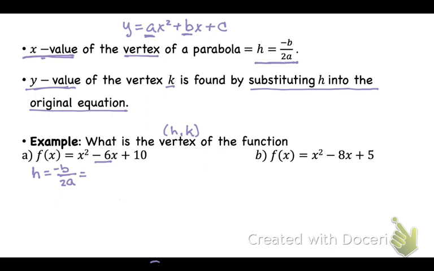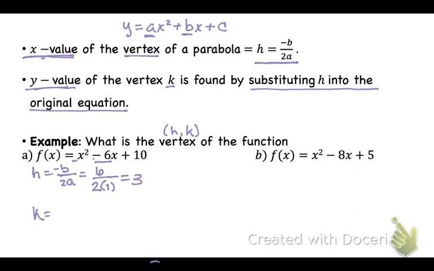Negative 6. So negative 6 is positive 6 over 2 times, and what is a? 1. Wait, can you say that again, what the 6 is? It's negative 6. I thought you said negative 6. No, negative 6. Okay, so 6 divided by 2 is 3. So now how do I find k?